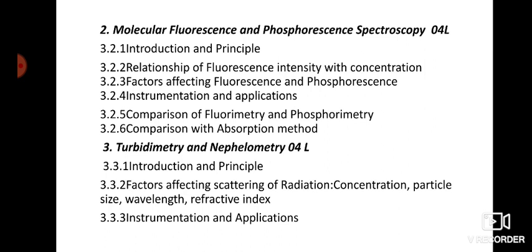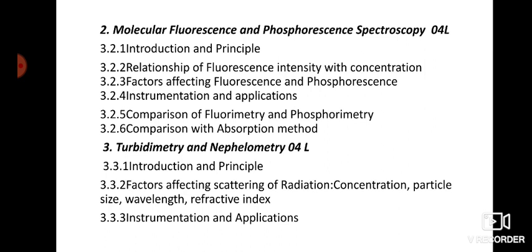Now the third topic is turbidimetry and nephelometry. These are also both subtopics. For this instrument we are going to see the principle, its instrumentation, and what are the factors affecting scattering of radiation, that is concentration, particle size, wavelength, refractive index of the sample solution. And at the end we are going to see the applications of turbidimetry and nephelometry. So this is about the third unit.